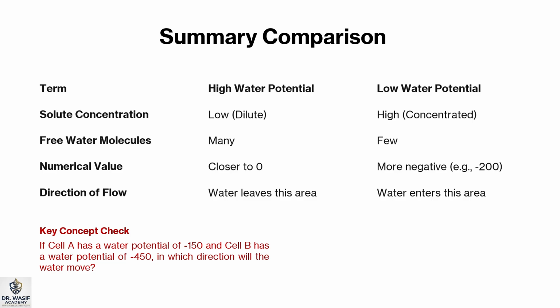Now, I just want to check your concept. My question is, if cell A has a water potential of minus 150 and cell B has a water potential of minus 450, in which direction will the water move? Answer this question in the comments section. I'm waiting for your response.